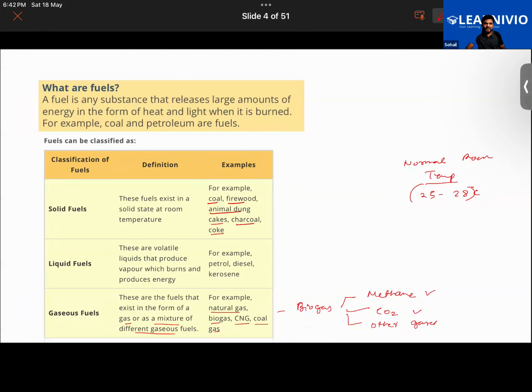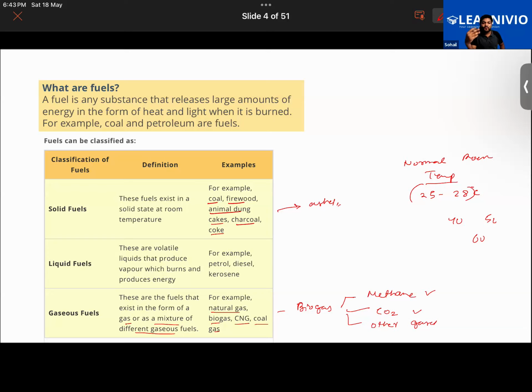If the temperature were to increase very high, like if it goes up to 40, 50, 60, then their state might change. But usually you will find that whenever they are burned, they basically turn to ashes, whether it be coal or firewood or dung cakes or charcoal or coke. They usually convert into ashes.